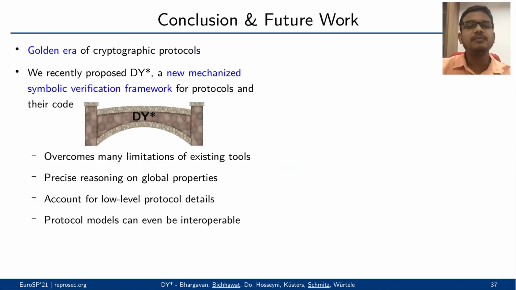Diffie-Hellman key exchange. To summarize, in this golden era of cryptographic protocols, DY-star is a verification framework for reasoning about the security properties of these protocols. It overcomes the limitations of previously existing verification tools by allowing us to model low-level implementation features of protocols and to precisely reason about the global execution trace. We can also derive interoperable reference implementations from the verified protocol models.